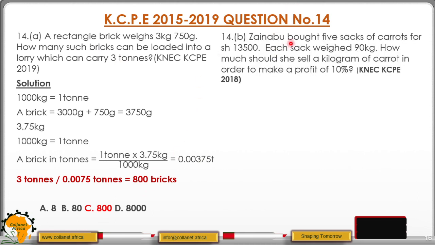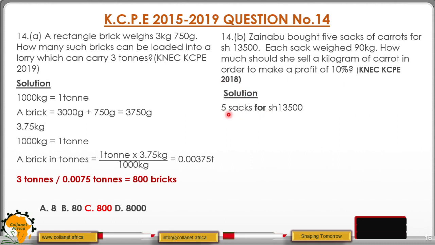B. Zainabu bought 5 sacks of carrots for 13,500, meaning all the carrots, the 5 sacks, at that price. So all the sacks cost that. Each sack weighed 90 kilograms. How much should she sell a kilogram of carrot in order to make a profit of 10%? This is according to Kenya National Examination Council, KCPE 2018.